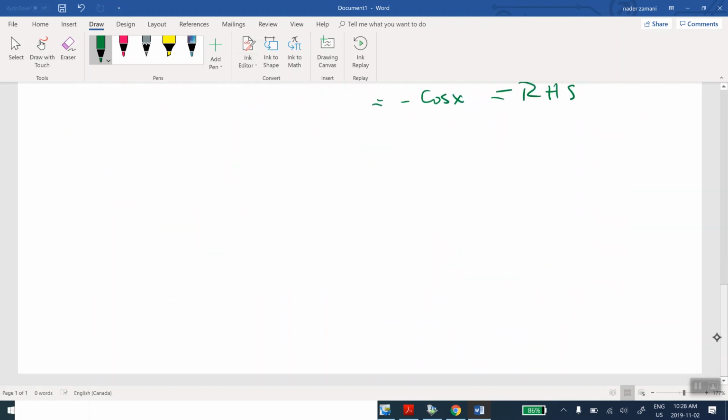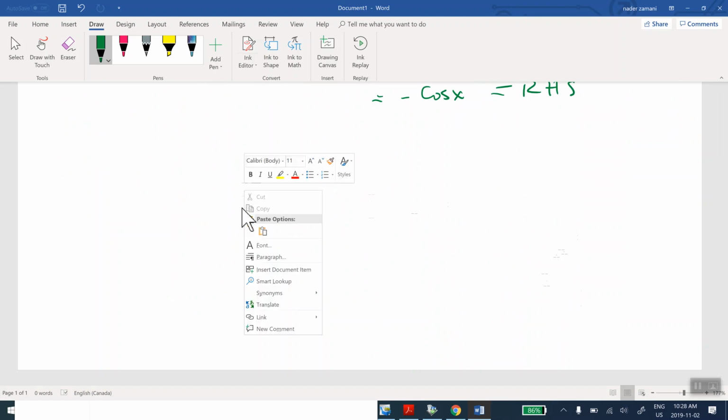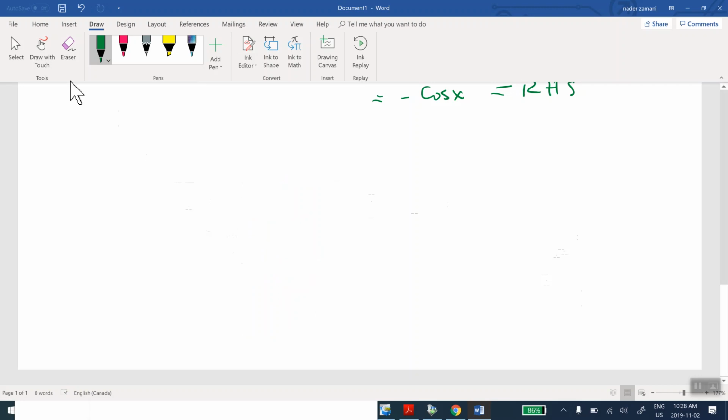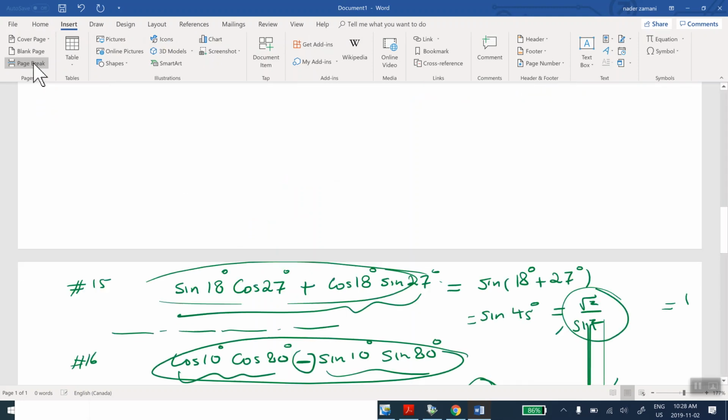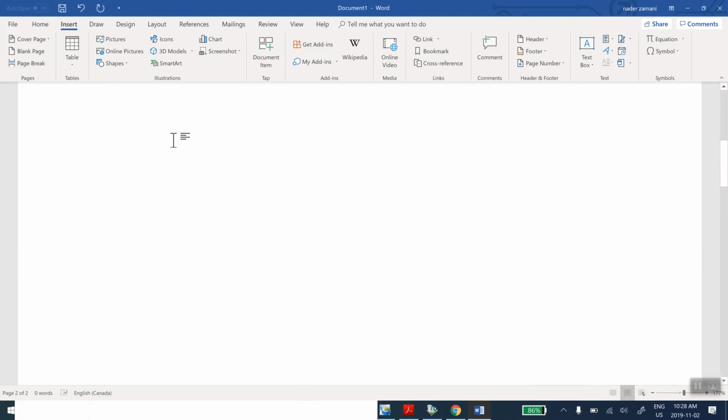I want to insert a page here. So let's see. Can I insert a page? Insert document item? No. Page break. I don't understand why it's putting it in the wrong spot. That's the thing. Okay, let's add a few of these and we start up here.